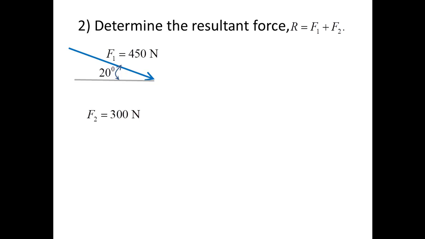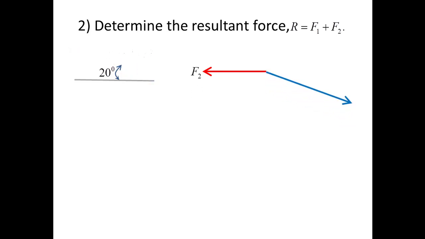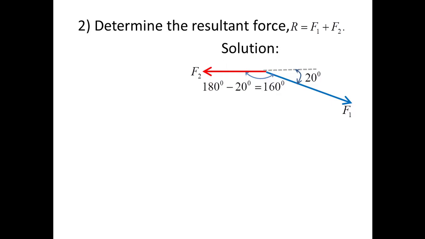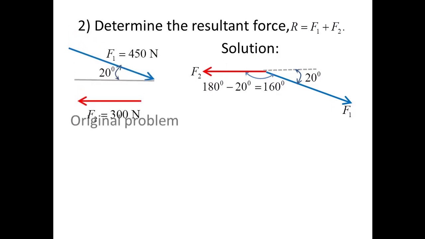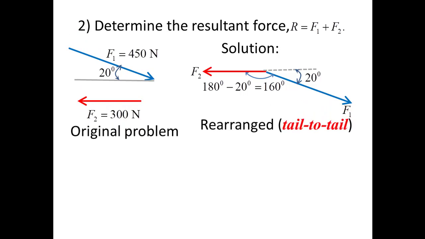a resultant R. So we reconnect them so that this is a given F2 and this is F1, and this angle is given to be 20 degrees. I have simply reconstructed the given two vectors. So this is 180 degrees minus 20, which is 160 degrees. This is the original arrangement, and this is the rearranged tail to tail to form a parallelogram.